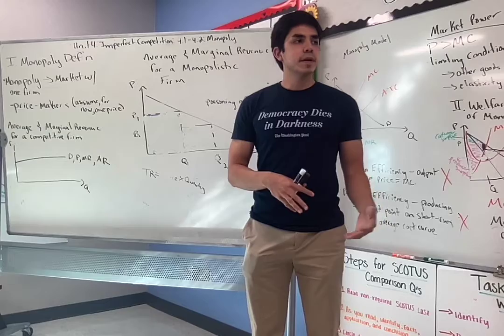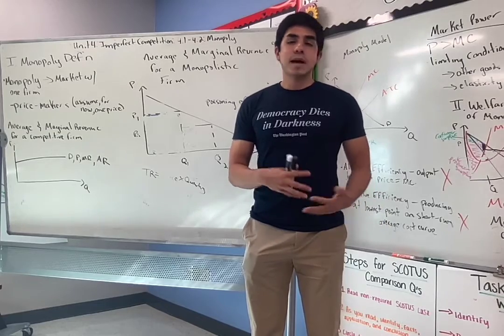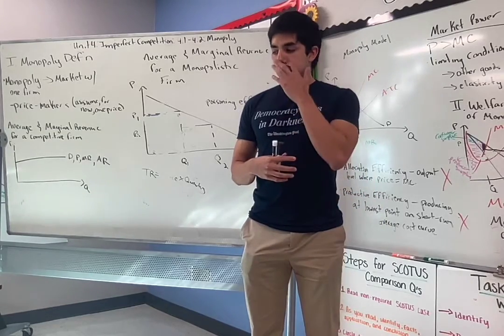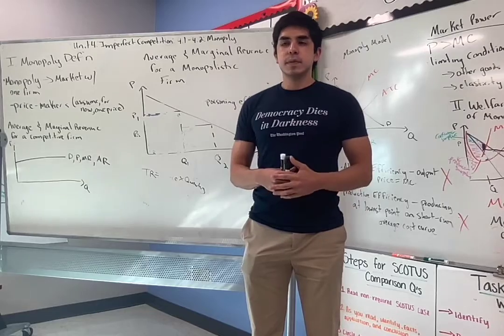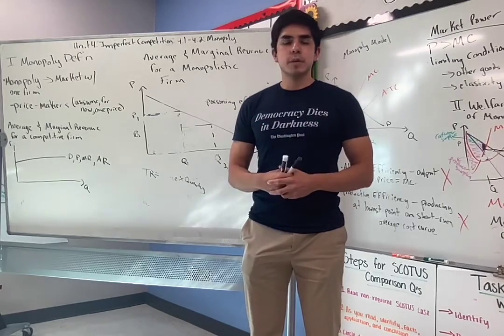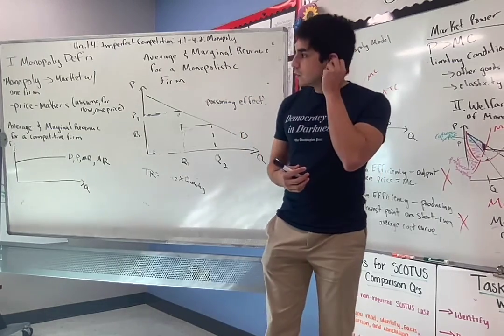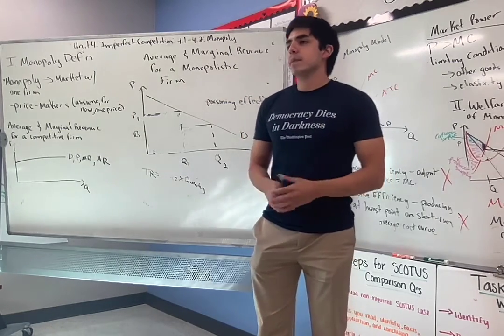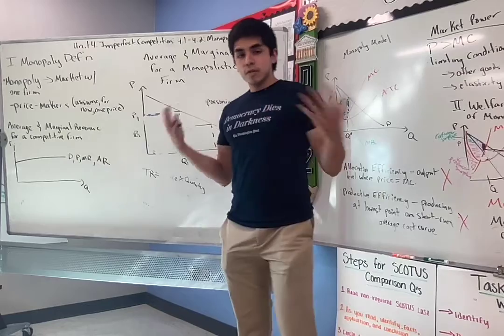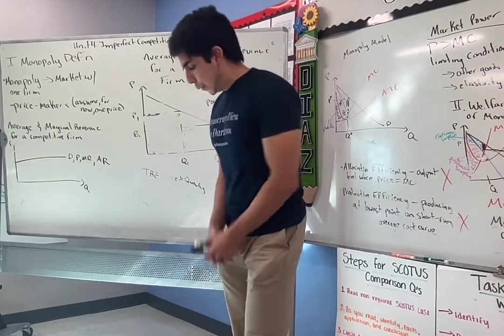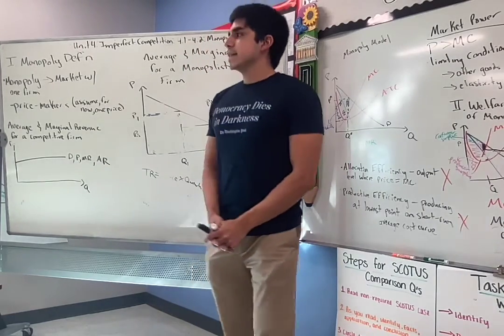So I know first period, there's a lot of kids that were absent yesterday and this morning. Second period and sixth period seem to be going pretty strong with the monopoly model. And seventh period had a fire drill yesterday that interrupted, and so they're a bit behind. So hopefully this is a way to kind of provide support to those that need it.